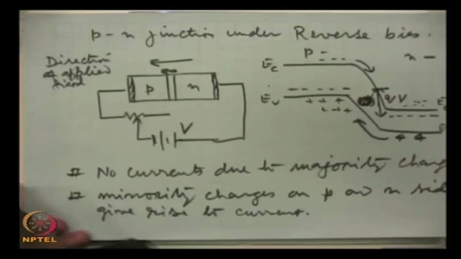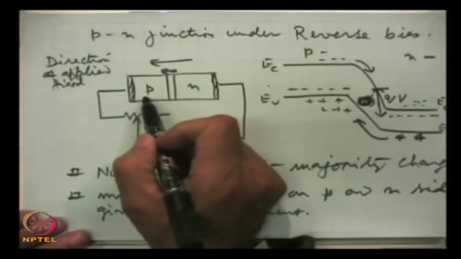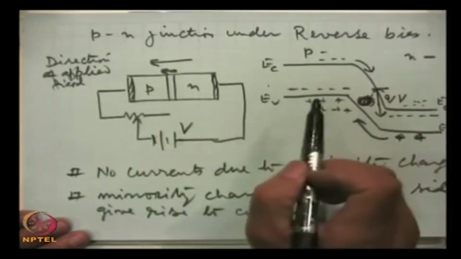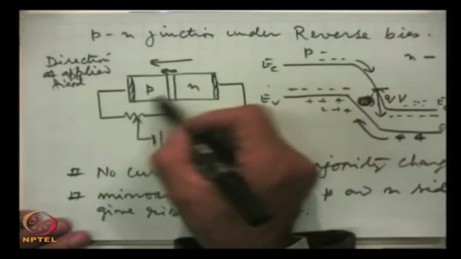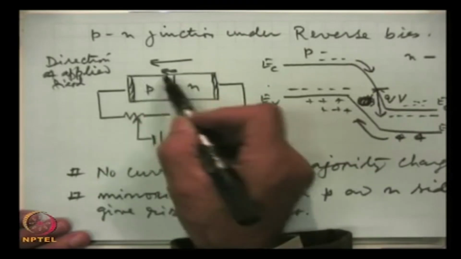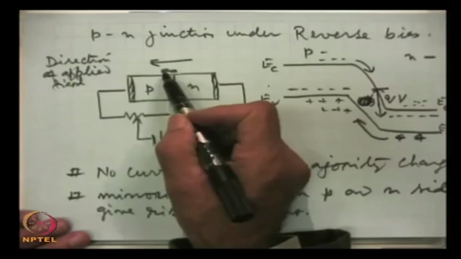Now, few things are important to note. All the electrons in the p region, the minority charges, will not be able to contribute towards this current, because the p type material is full of holes. So, an electron far away from the junction, when it tries to move towards the junction, it is highly probable that it will recombine.